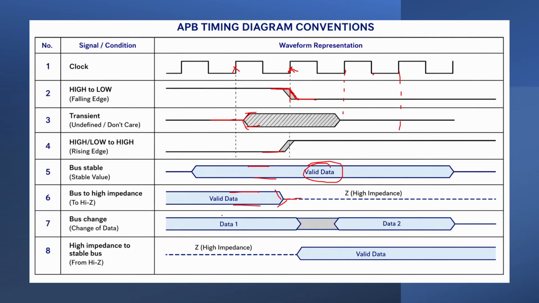And then bus changing. I told you that this is the data 1 and this is the data 2. So this data change, this is the bus change representation. So just do the cross mark here. Then this is the data 1 and this is the data 2. And here, cross mark here, this is the data 3. That is the bus change signal representation. And then high impedance to stable bus. We are maintaining high impedance and stable bus we are representing.